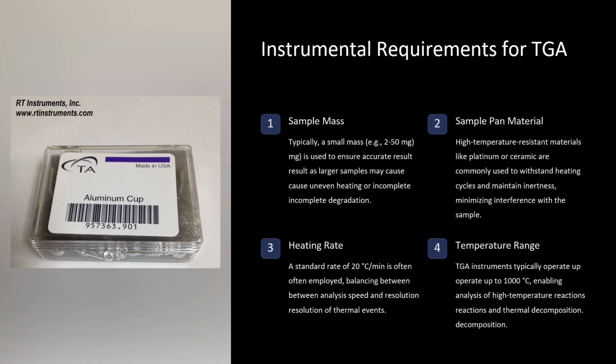High temperature resistance material like platinum or ceramic are commonly used to withstand heating cycles and maintain inertness, minimizing interference with the sample. Third is heating rate. The standard heating rate of 20 degrees Celsius per minute is often employed, balancing between analysis speed and resolution of thermal events. Temperature range. Temperature range of TGA system is 1000 degrees Celsius to 1200 degrees Celsius.